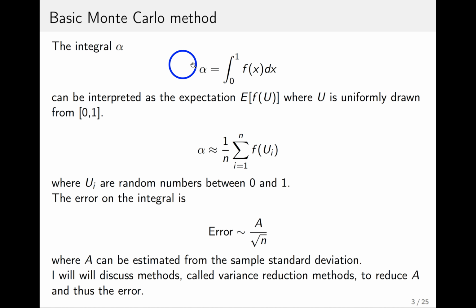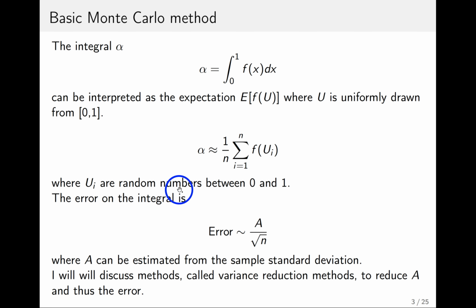So if we consider this basic integral here, I want to compute the integral between 0 and 1 of the integrand f. We can use the fact that this integral can also be written as the expectation value of f(u), where u are random numbers drawn uniformly between 0 and 1. So we get the estimate of this integral, alpha, is approximately the mean of applying the integrand function to the random numbers distributed between 0 and 1.